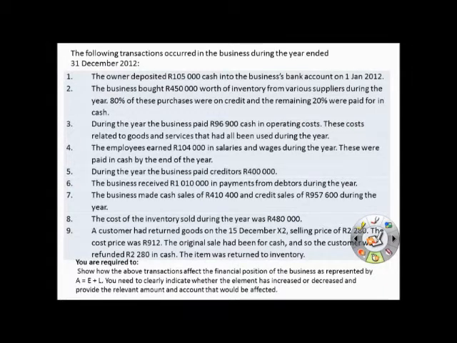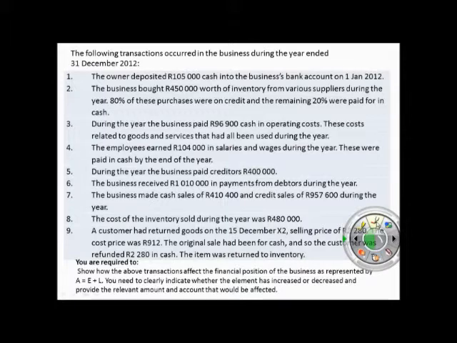Let's look at an example of a basic accounting equation being affected by various transactions. The question asks us to show how each one of the transactions affects the financial position of the company, meaning affecting our assets, owner's equity, or liabilities, and we need to make sure that we can clearly indicate which element is being affected, and whether it's being increased or decreased by each one of the transactions.